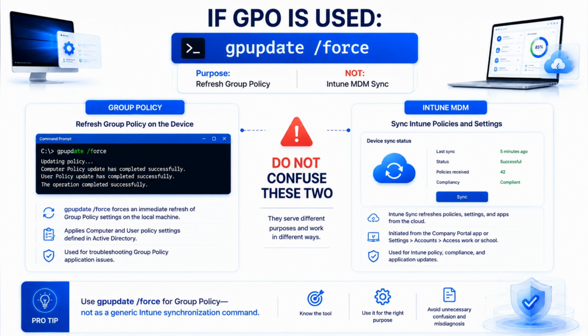But there is an important distinction: gpupdate refreshes Windows group policy. It is not the Intune MDM policy synchronization command. In this scenario, the purpose of gpupdate is to make sure the enrollment related group policy configuration has been reapplied. After that, continue monitoring the enrollment process and its logs.